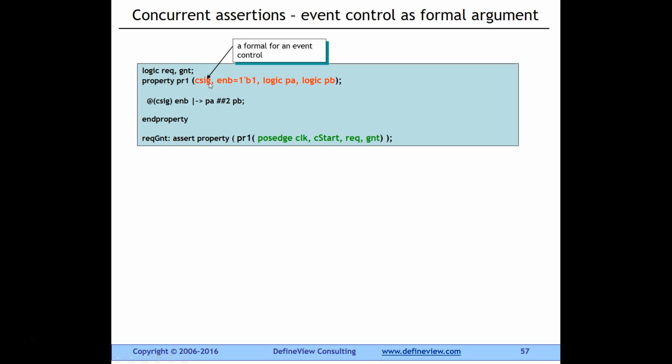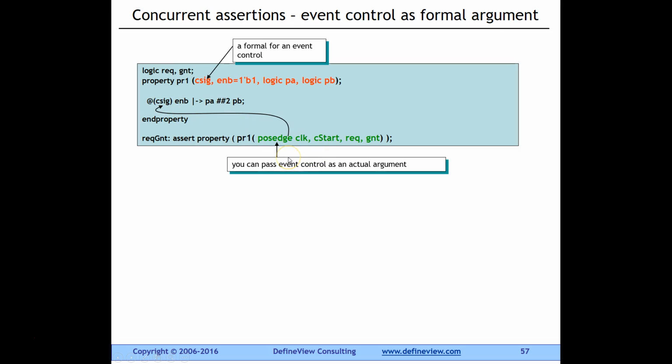I use csig formal as my sampling edge, sampling edge being csig here. Then what I do is take the posedge of clock. You can have an actual which is an event control. That's very powerful. You take the posedge of clock and you pass it as an actual to csig. So now csig will be posedge of clock, so at posedge of clock, you do the rest of the assertion.